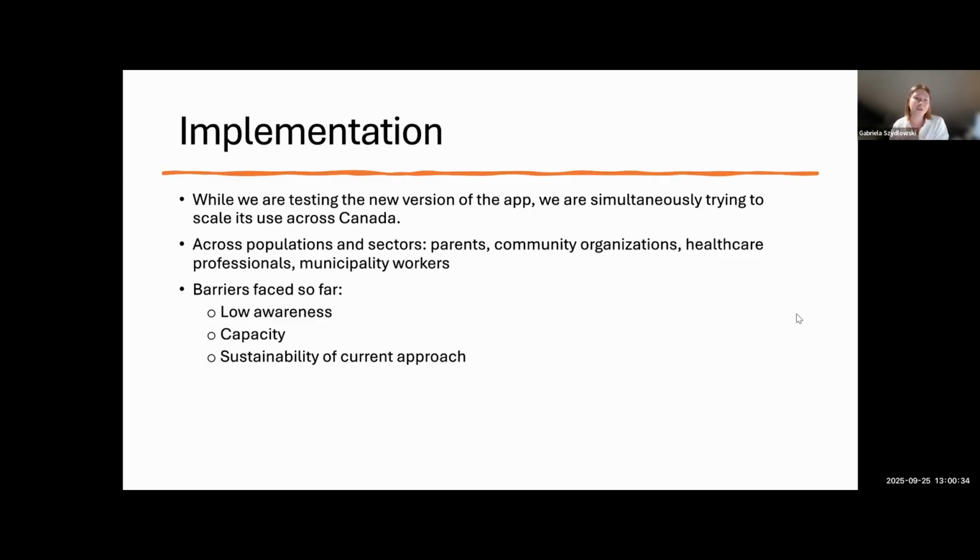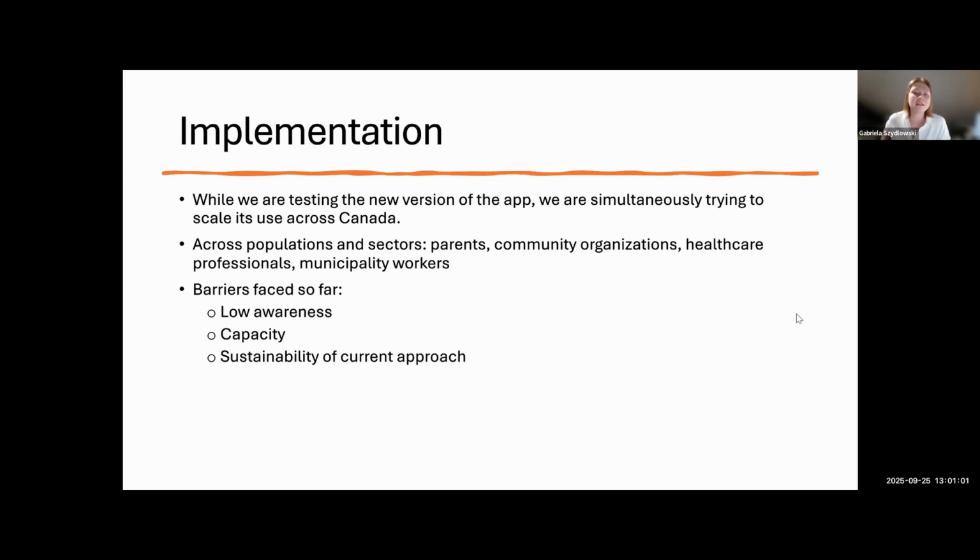Then there's also a question of capacity. Very often when I would contact people to try to build a connection with them, to start to build the work of implementing the app in daily life, routine practice, there's a question of capacity. People are busy. Now you come to them with a new tool, with something new to implement. So that's also one of the barriers that we face.